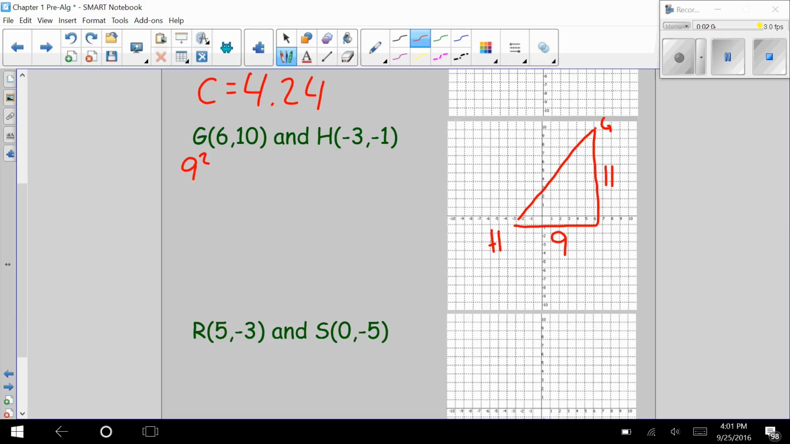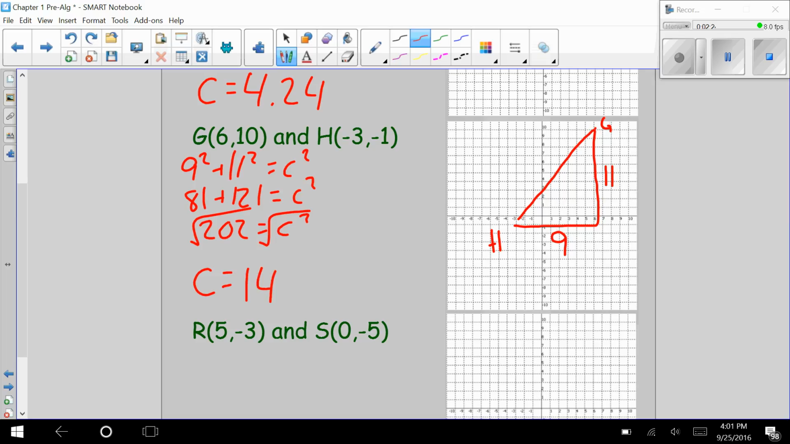Let's say 9 squared plus 11 squared equals c squared. 9 squared is 81. 11 squared is 121 equals c squared. 81 plus 121 is 202. And finally, to solve, we take the square root. And c, or our distance, is about 14.21.